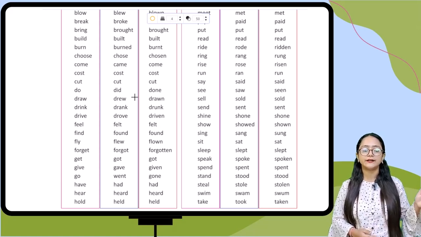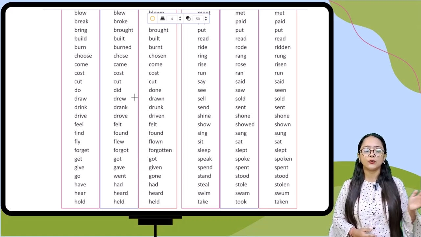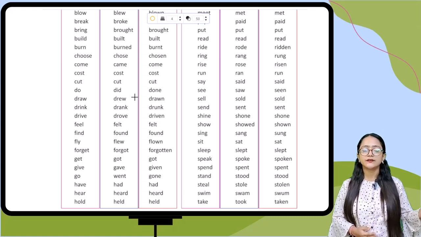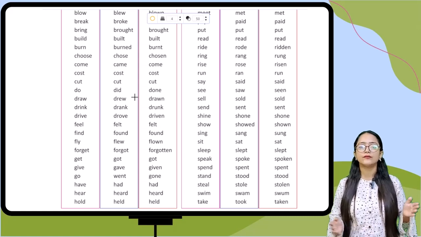Next, feel, felt, felt. Next, find, found, found. Next, fly, flew, flown. Next one, forget, forgot, forgotten. Next is get, got, got. Next, give, gave, given. Next one, go, went, gone.